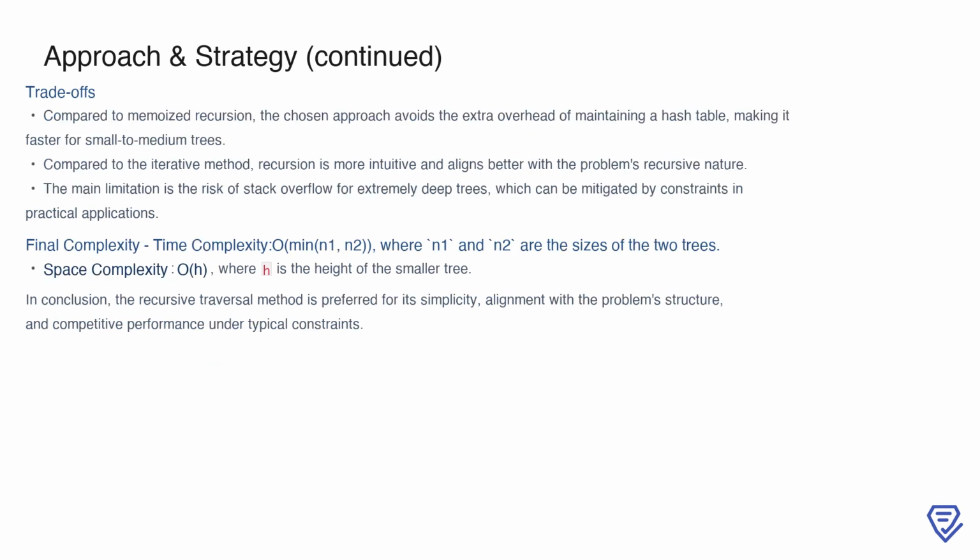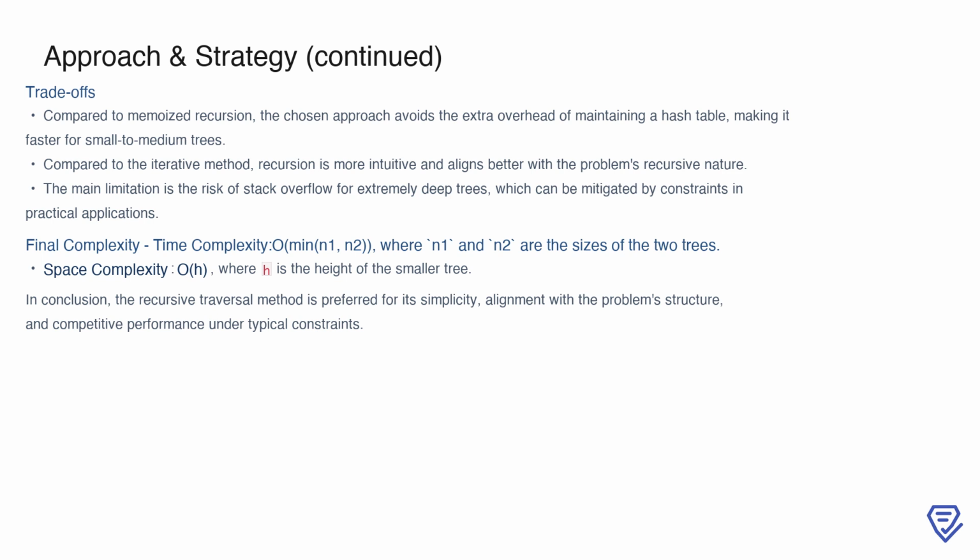When comparing the chosen approach to the optimized methods, there are some clear trade-offs. Unlike the memoized recursion strategy, the simple recursive traversal avoids the overhead of maintaining a hash table, which makes it faster for small to medium-sized trees. Compared to the iterative method, recursion is more intuitive and aligns better with the inherent recursive nature of the problem. However, the main limitation of this approach is the risk of stack overflow in cases of extremely deep trees. That said, this risk can often be mitigated in practical scenarios where constraints are placed on input size.